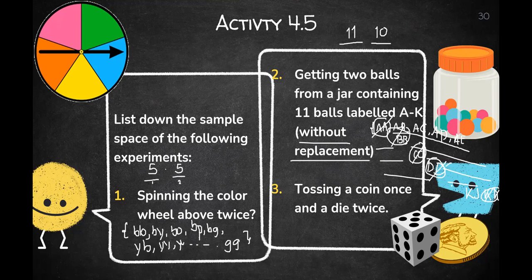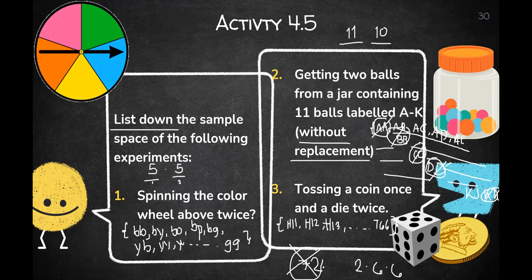Alright? Sige, number 3. Tossing a coin once and a die twice. Madami-dami ito, no? Okay? Again, you may use a tree diagram. But if you're confident enough, you have head 1-1, head 1-2, head 1-3, and so on until you get up to tail 6-6. Okay? Sabi naman I list down. So, if you just answered or wrote how many there are, let's say for example, nilagay nyo ay 2 times 6 times 6, which is 72, this is wrong because I'm not asking for how many.